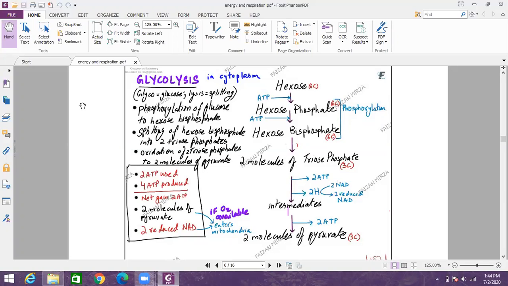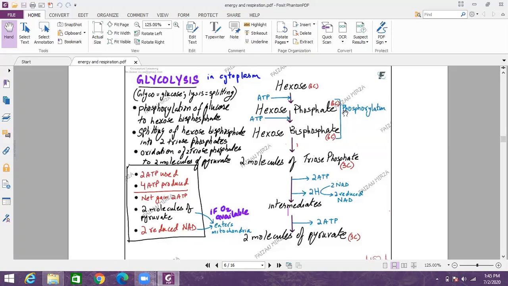Now, the sequence of steps, how does it go about? You start with hexose, which is a six-carbon sugar, glucose. It uses one ATP, it breaks the bond there and adds the phosphate group to itself. It becomes hexose phosphate, which has six carbons. Hexose phosphate uses one more ATP, breaks the phosphate group from there and adds it to itself and becomes hexose bisphosphate. Bis means two. Hexose bisphosphate. They both have six carbons all till now.